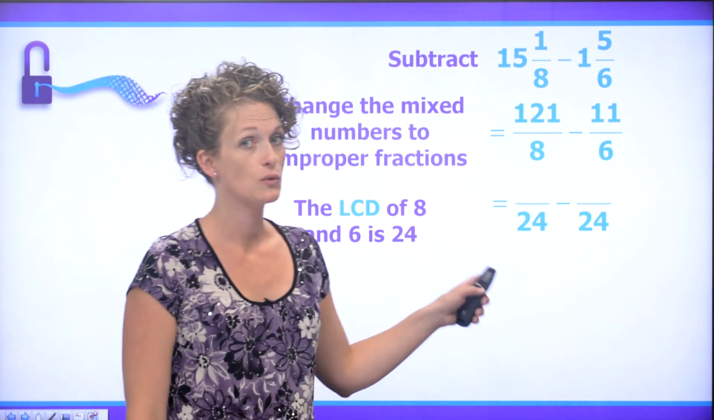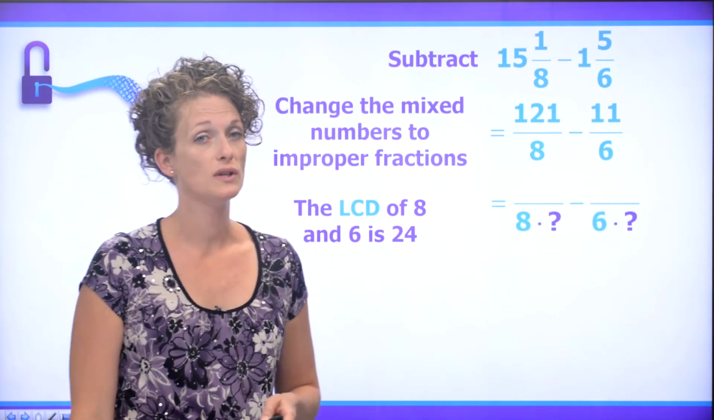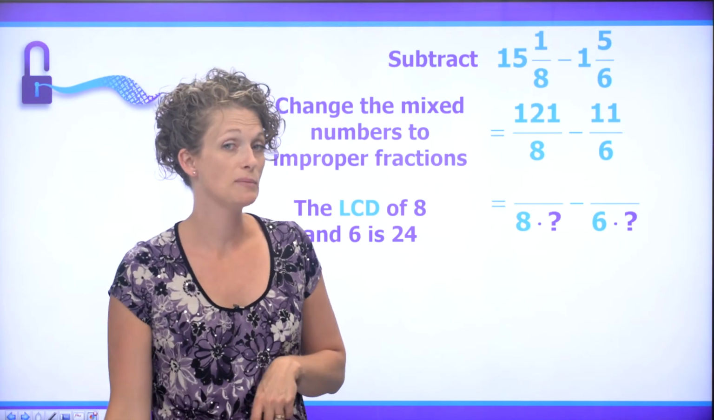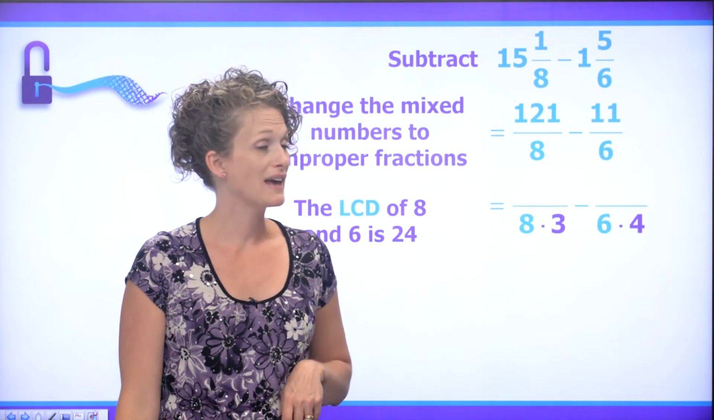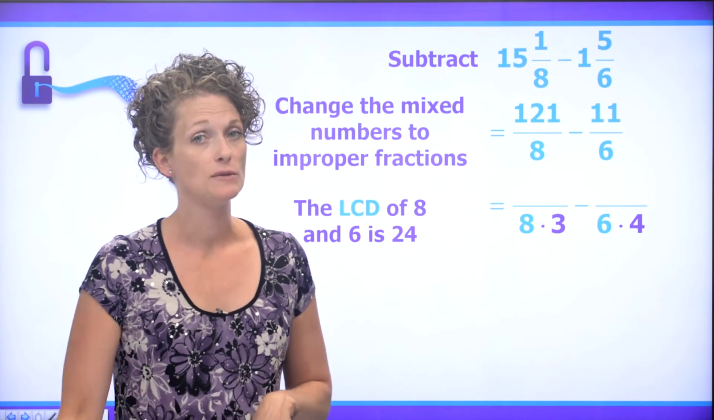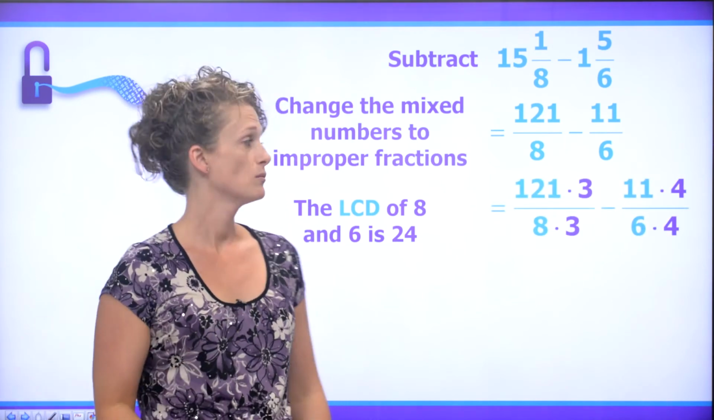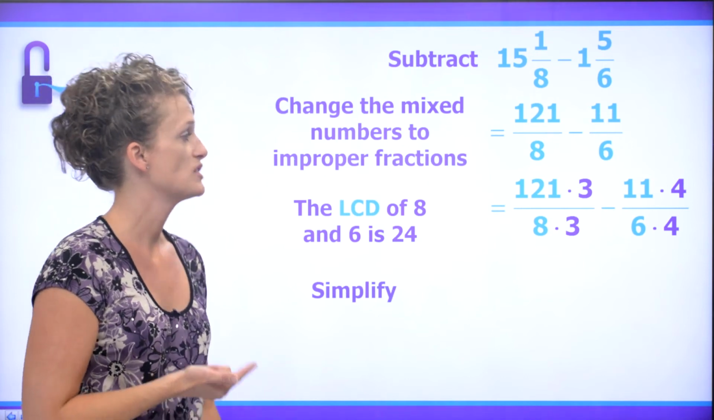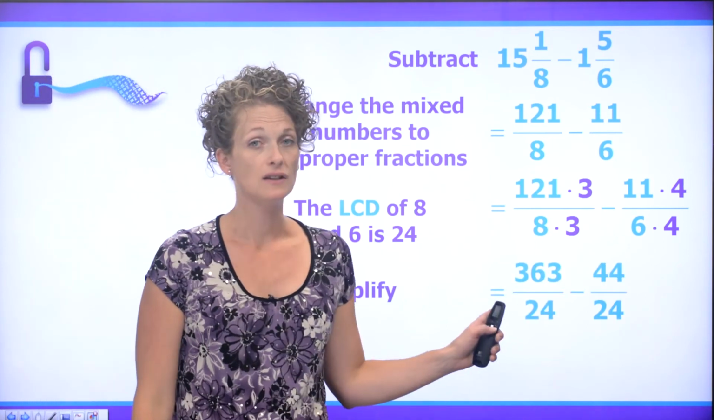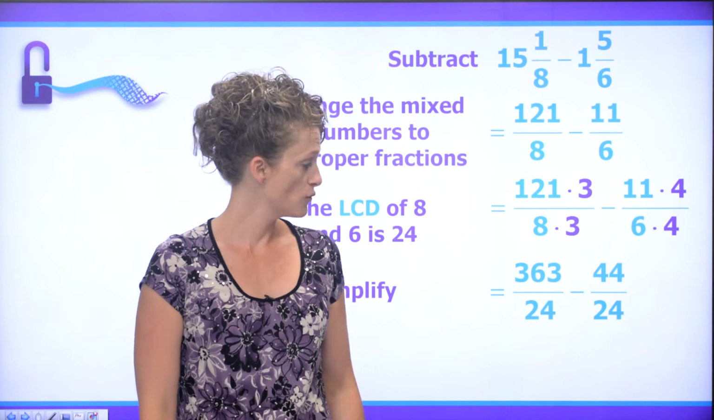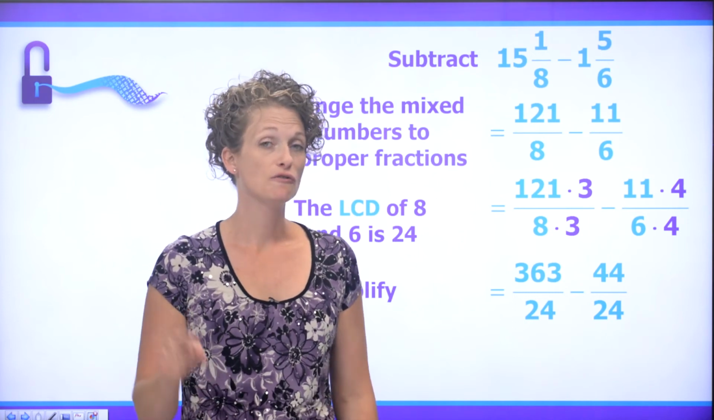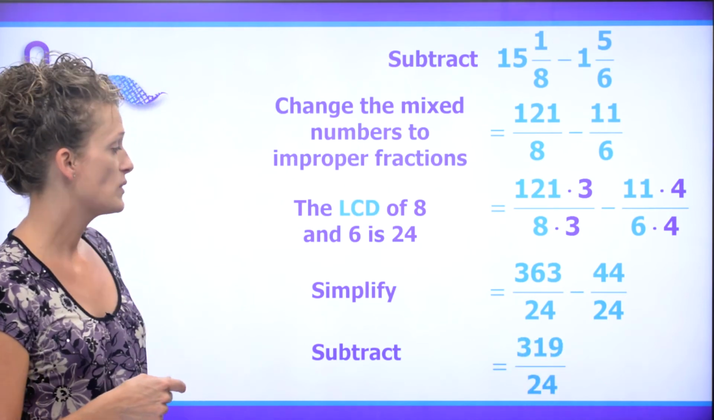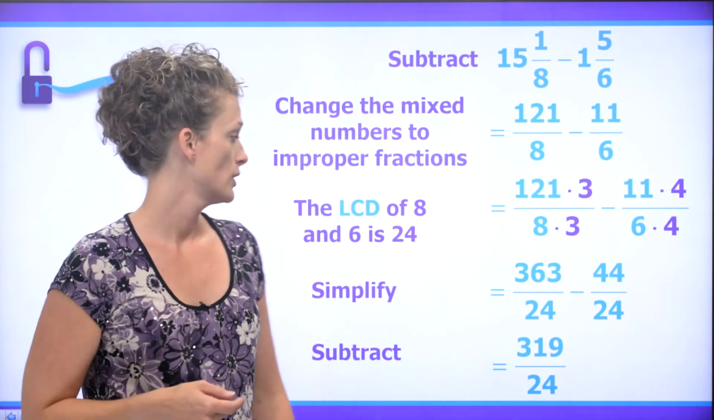So if we want 24 on the bottom, we have to say, what do we need to multiply 8 by to get 24? What do we have to multiply 6 by to get 24? We multiply 8 times 3 and 6 times 4. Whatever we do to the bottom, we have to do to the top. So we simplify by doing that multiplication, and we get 363 over 24 minus 44 over 24. Now we're going to go ahead and subtract, and we get 319 over 24.